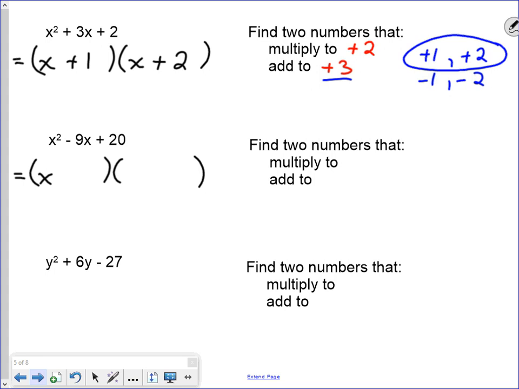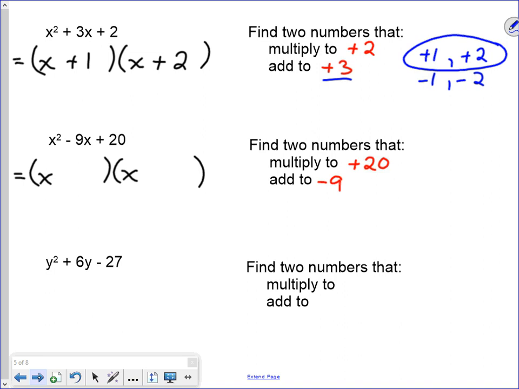My first terms are going to be x and x because they will multiply to give us the x squared. We need to find two numbers that are going to multiply to positive 20, our last number, and add up to negative 9, which is our middle number. And if you get stumped on these, just start listing possibilities, right?